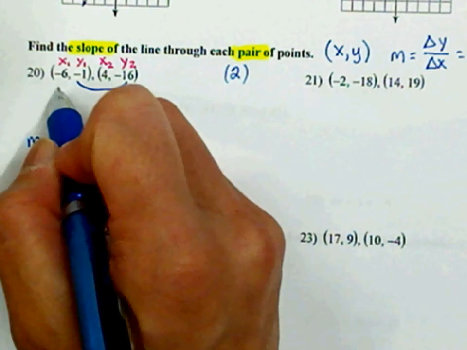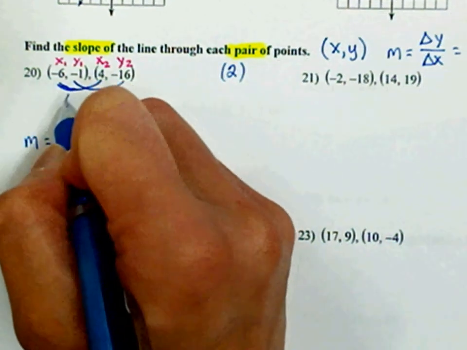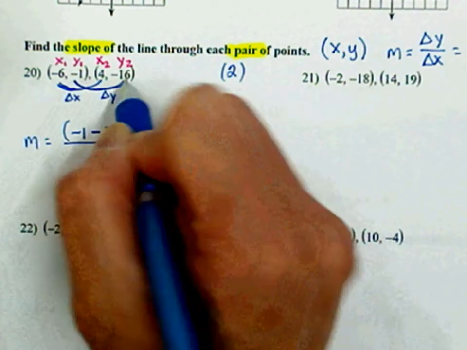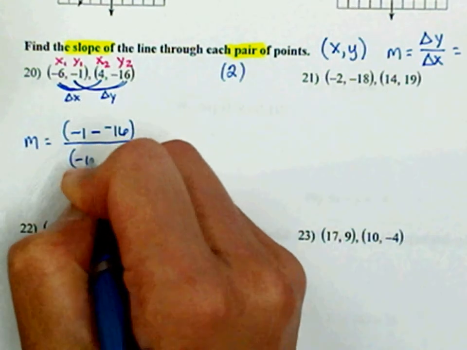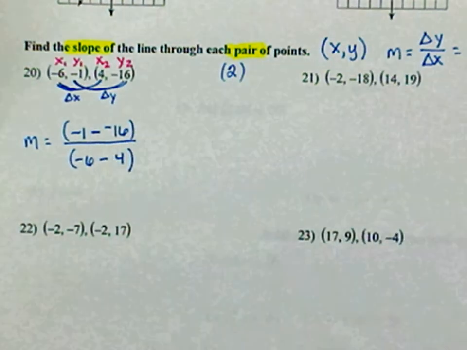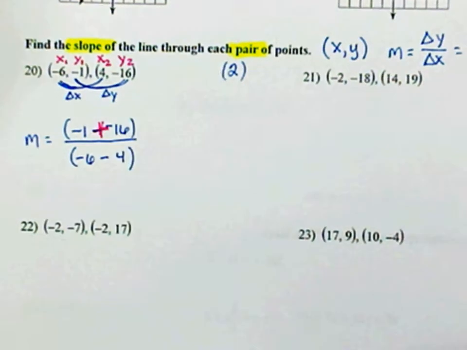Next one. Here's your X. There's your change of X. Here's your change of Y. Okay? You're going to take -6 minus 4. Notice it's always a minus. So what happens when you have a negative and a negative? This now becomes a positive. Type that into your calculator, and you should be good to go.